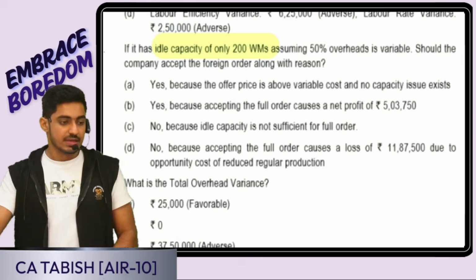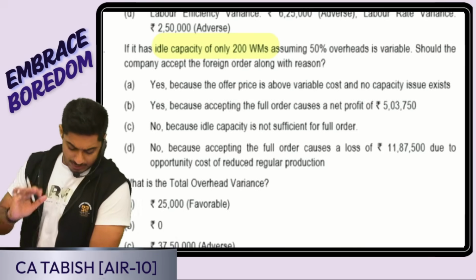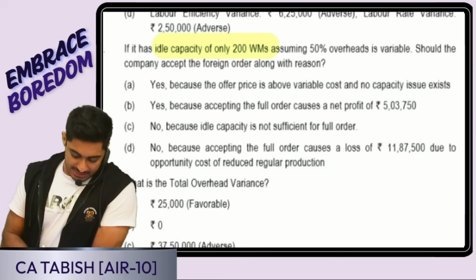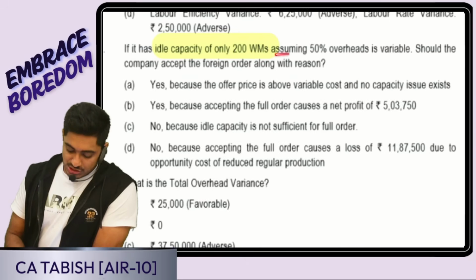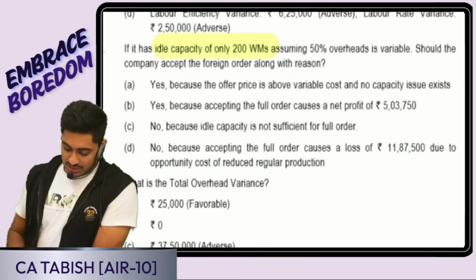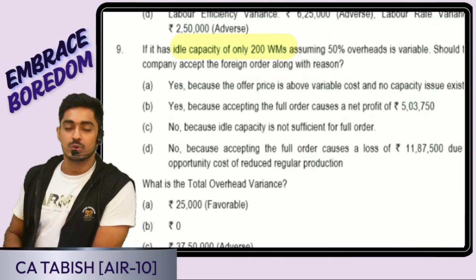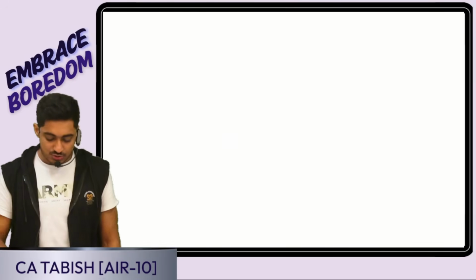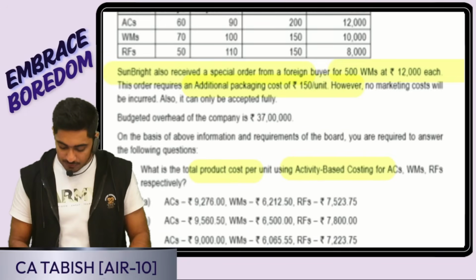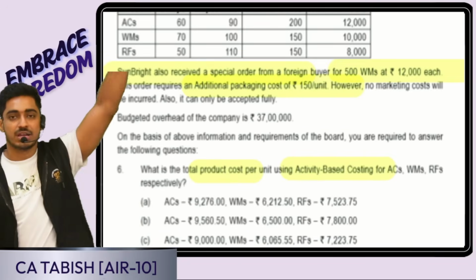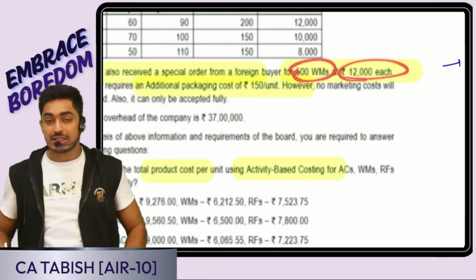Just a minute. Yes, everyone, now we are having the next requirement, that is actually a beautiful requirement. Pay attention. If company has an idle capacity of only 200 washing machines, assuming 50% of overheads is variable, should the company accept foreign order along with reason? Now the question has told about some foreign order, that is one time special order we have received from a foreign buyer. He is telling, boss, I want 500 washing machines. At what price? 12,000 each.